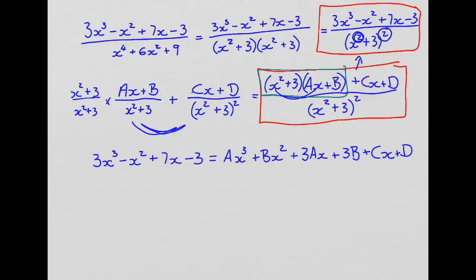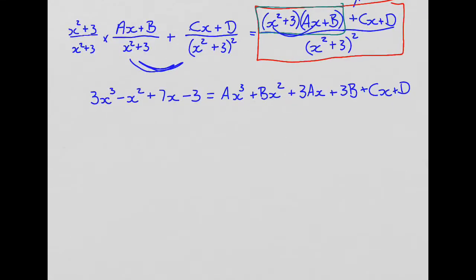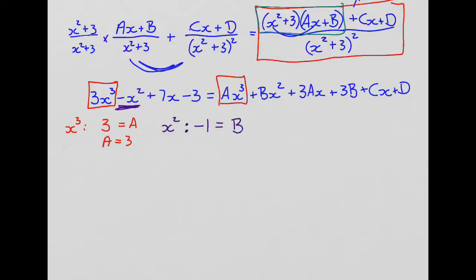Alright, so from here we can compare the coefficients. Let's work with the coefficients of x cubed. On the left hand side, the coefficient there is 3, and that should be equal to the coefficient on the right hand side. So a is equal to 3. So we got that. That's a already. Then let's work with the coefficients of x squared. On the left hand side, I have minus 1. On the right hand side, I have b. So it is clear that b is equal to -1.